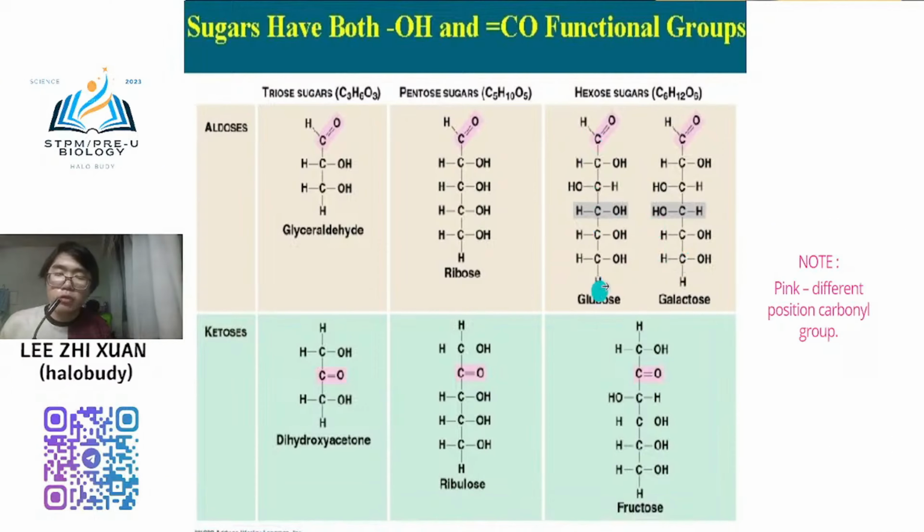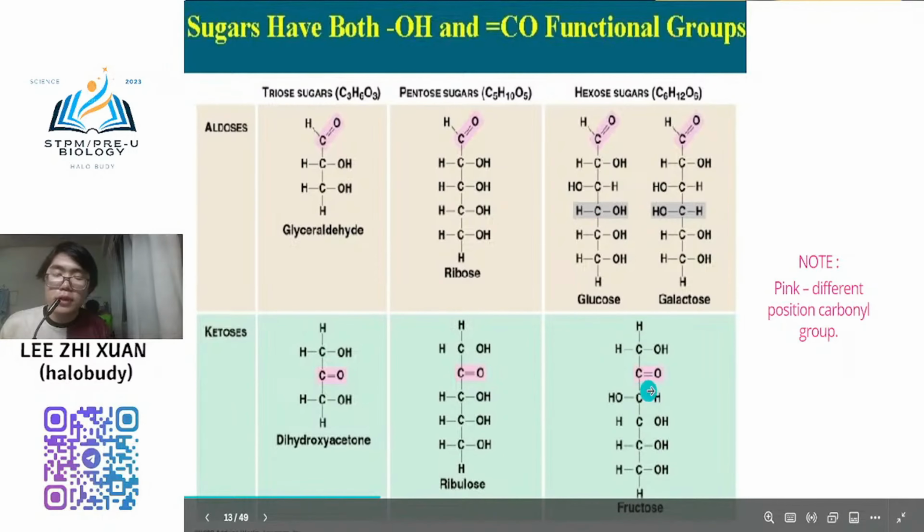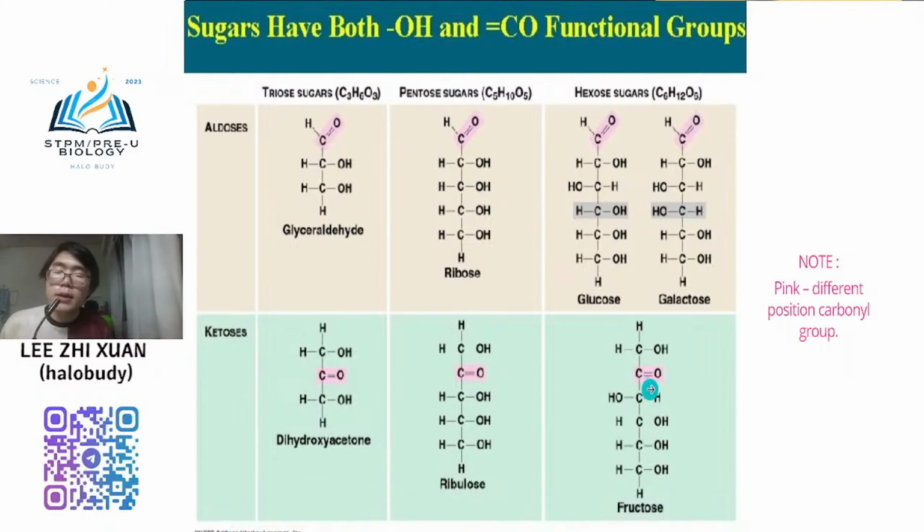So for glucose and galactose, it is carbon 1, 2, 3, carbon number 4. But fructose, the carbonyl group, the ketone group, is at carbon number 2. Okay, so you need to know that. And also ribose you also need to know. Okay.